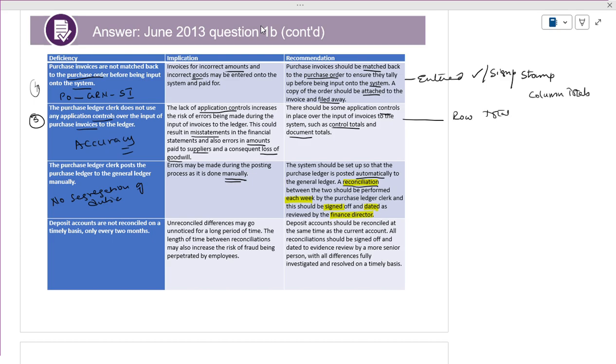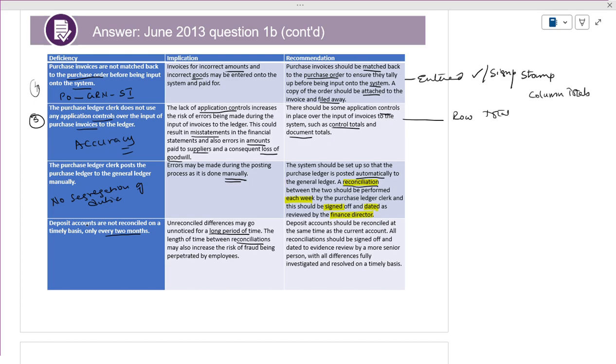We cannot take, is it right, deposit accounts that are not reconciled on a timely basis, only every 2 months. What are the implications? Any unreconciled items may go unnoticed for a longer period, the length of the time between reconciliations. You can write in your own words. I am telling you this, and I will give you a question, the same question, and I will see how you are writing in your own words.